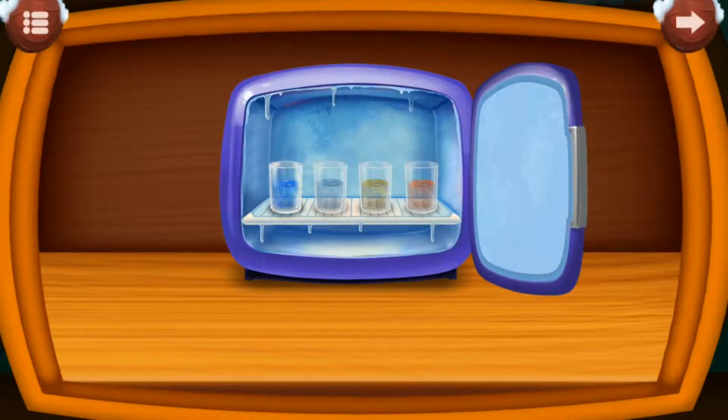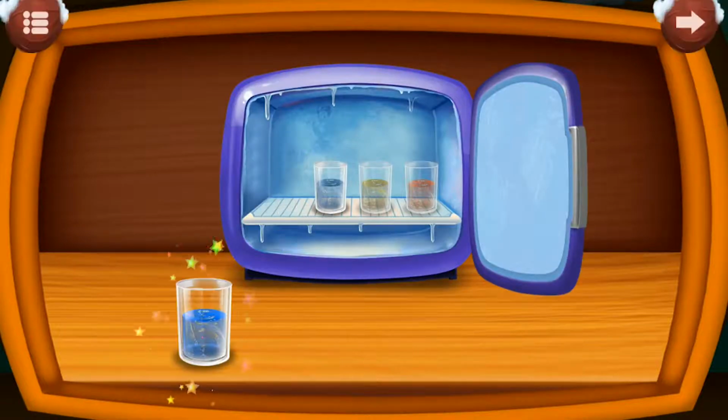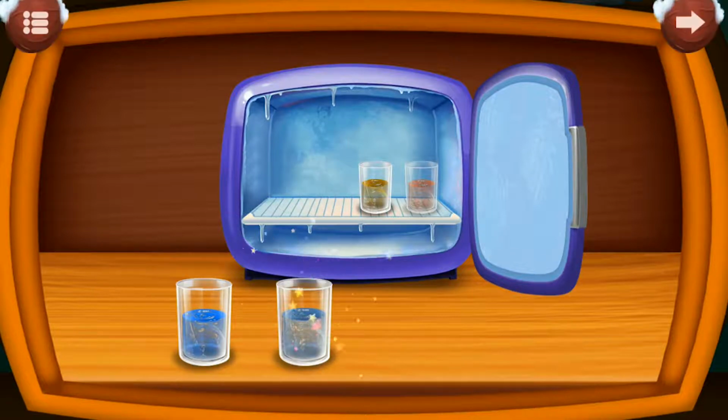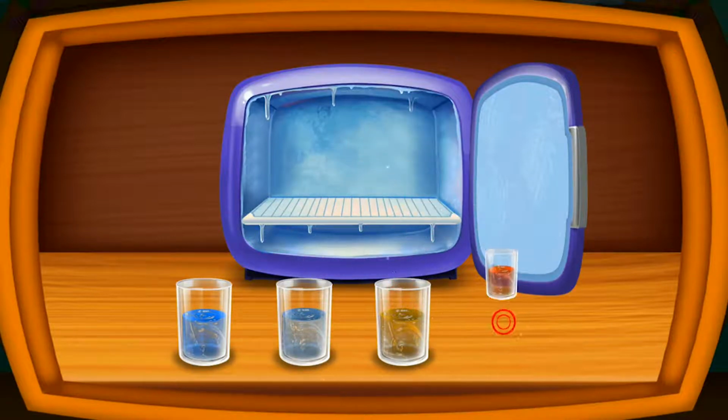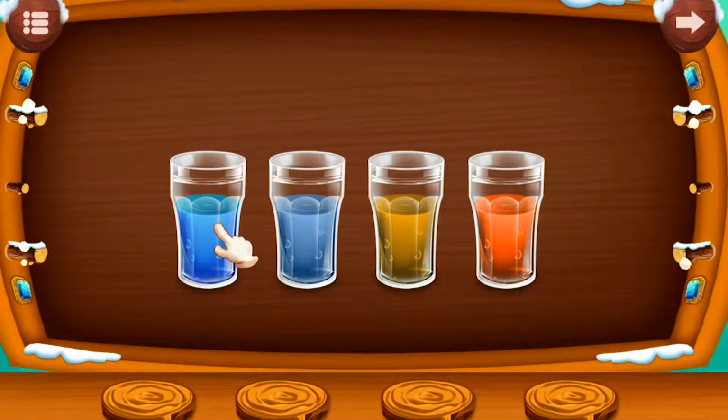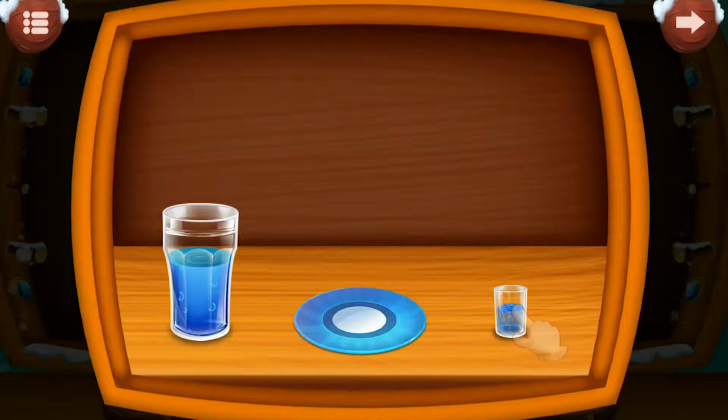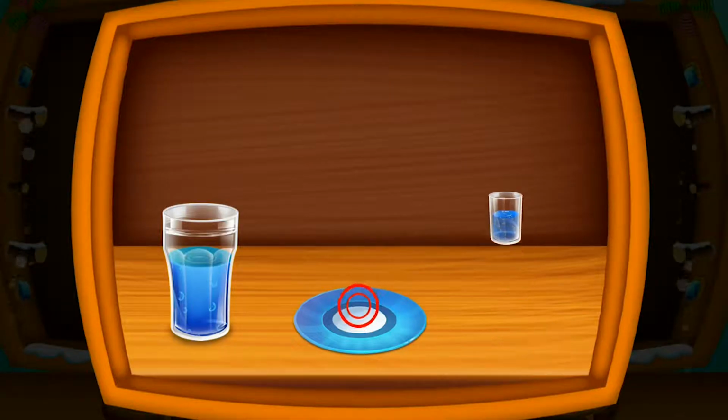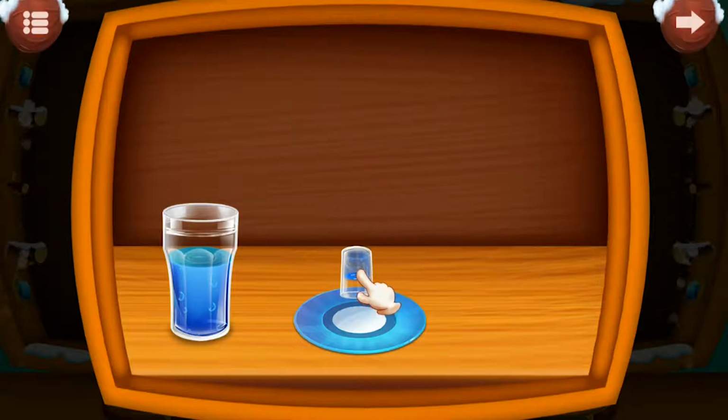Open the freezer. Take out all the glasses. Now put the ice cube into dish. Remove the ice cube from the glass. Now put the ice cube into water.